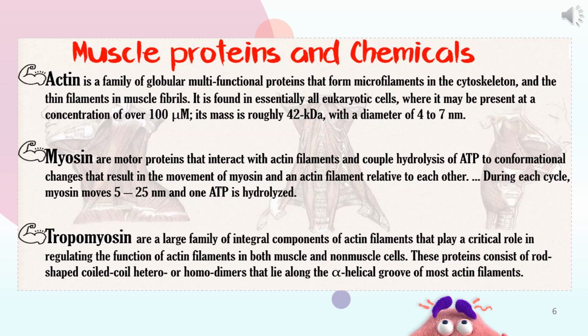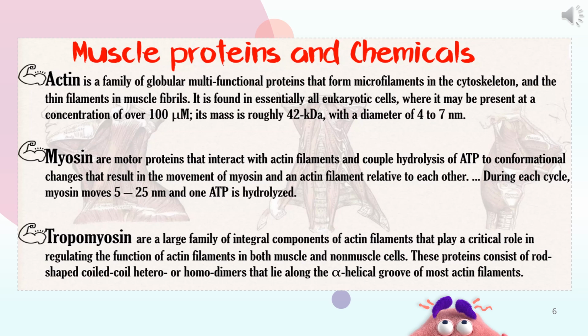Myosin. Myosins are motor proteins that interact with actin filaments and couple hydrolysis of ATP to conformational changes that result in the movement of myosin and the actin filament relative to each other. During each cycle, myosin moves 5 to 25 nanometers and one ATP is hydrolyzed.